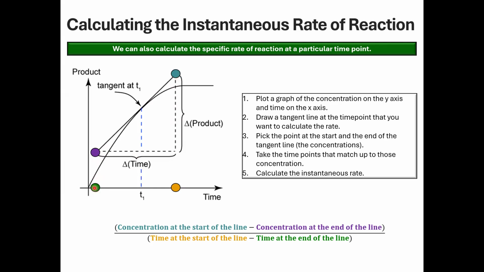And then what you have to do to calculate the instantaneous rate of reaction is just take one from the other. You'll have a concentration up here, and you take away the concentration that you've labeled down here. And the same with the time. You have a time here, and then you take away the time at the end of the line there.